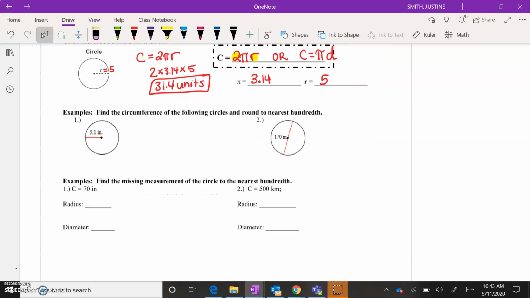So for example, on this first one, if I'm just given the radius here of 5.1, I'm probably going to do my 2 pi r since I have the radius. So I'm going to do 2 times 3.14 times the radius of 5.1. I would multiply that all out, and it says here to round to the nearest hundredth. So I would get 32.028, but because I'm going to round to the nearest hundredth, I would get 32.03 inches.